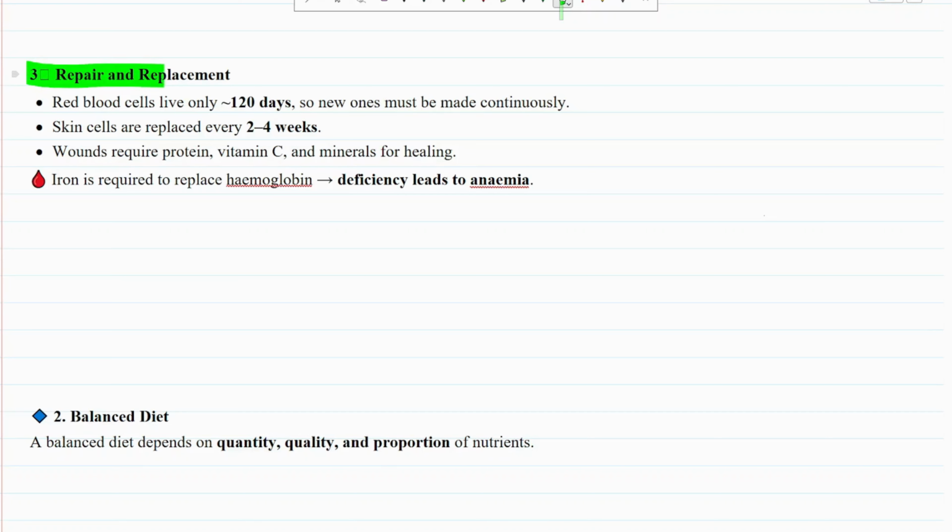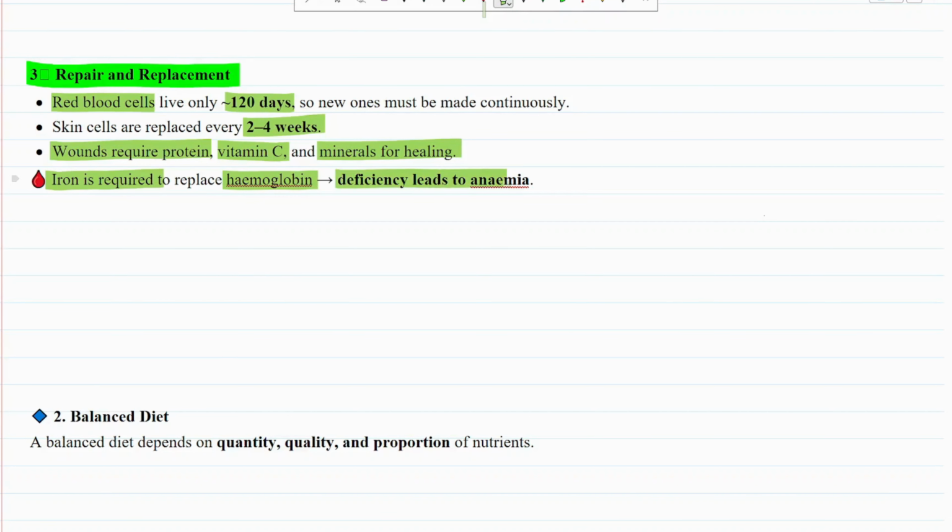The third need of food in the body is for repair and replacement. Red blood cells live only 120 days, so new ones must be made continuously. Skin cells are replaced every 2 to 4 weeks, which is also needed by the body to protect from invaders, pathogens, etc. Wounds require protein, vitamin C, and minerals for healing, which also come from food. Iron is required to replace hemoglobin, and deficiency of iron leads to anemia. Anemia is a disease where red blood cells are deficient in the body.